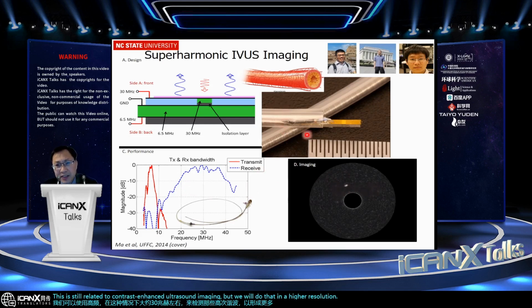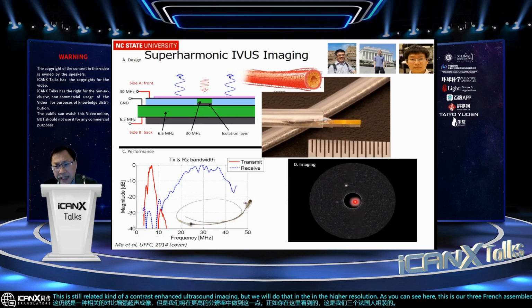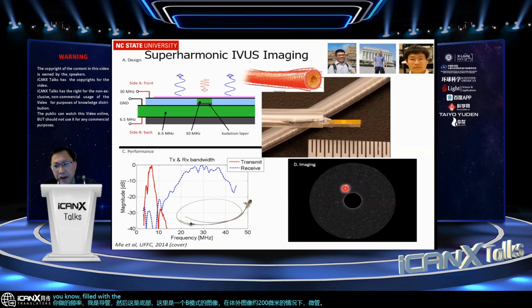As you can see here, this is our 3 French assembled dual frequency IVUS catheter. The bottom side here is a B-mode in vitro image of about a 200 micron cellulose microtube filled with these microbubbles. We were able to image that clearly with this dual frequency IVUS transducer Jiang Guo developed.